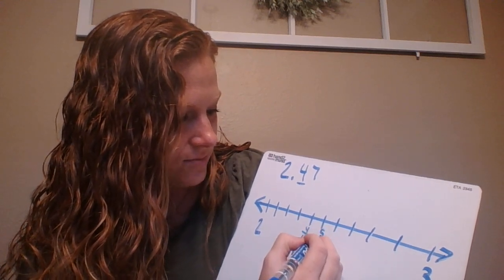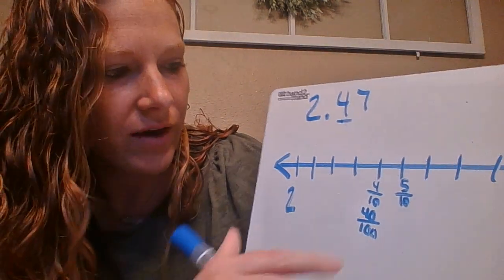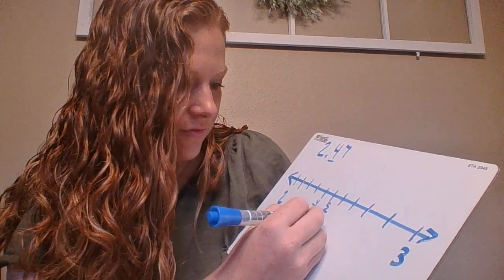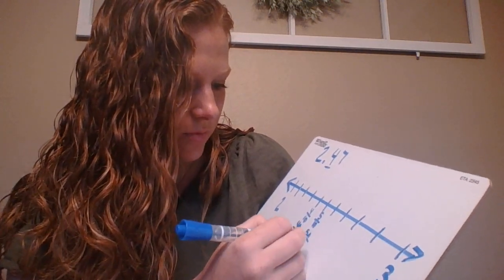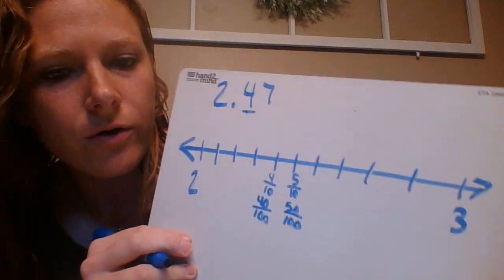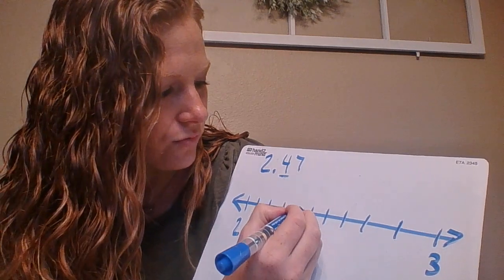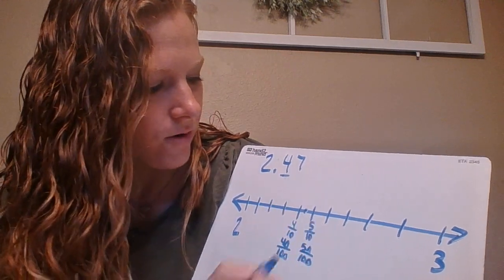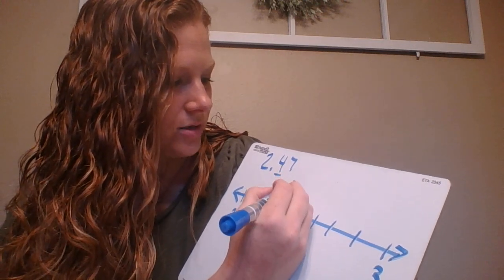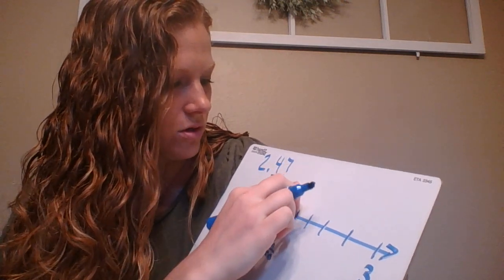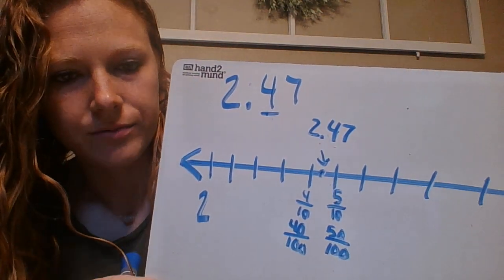This is 5/10 right next to it. Sorry if you can't see. I'll try to scoot up. 5/10, which is the same as 50. Oops, not 500. 50 100ths. So where would 47 fall in between these? Just under the halfway mark. So I'm going to draw an arrow. That is where 2.47 would fall. Right there.